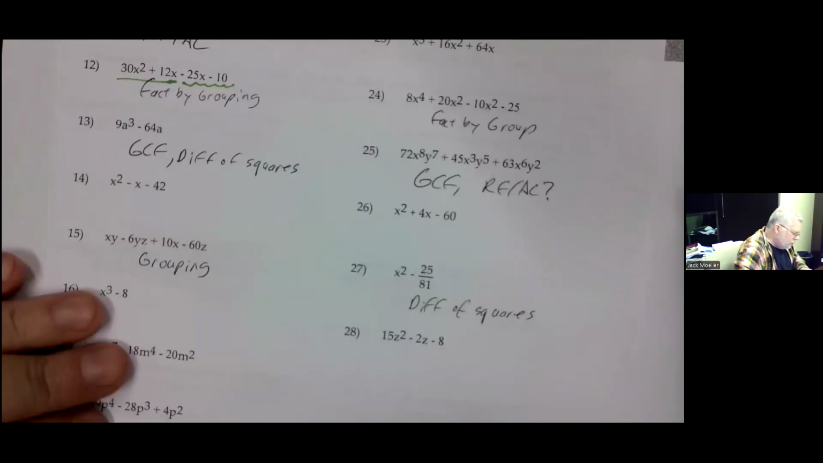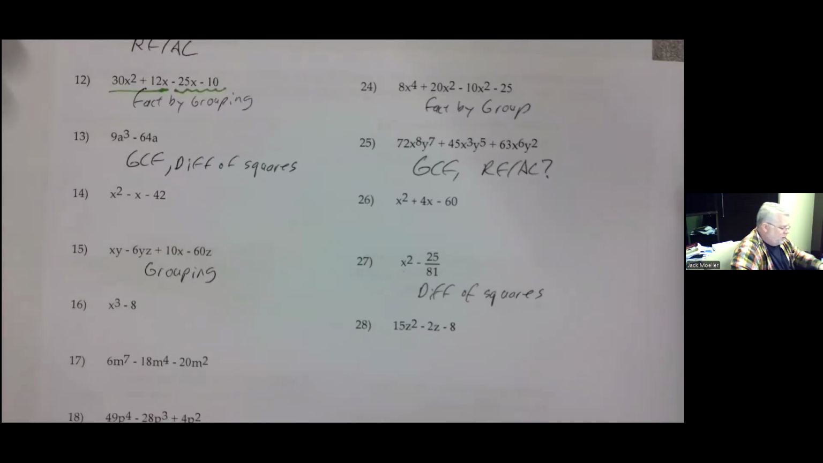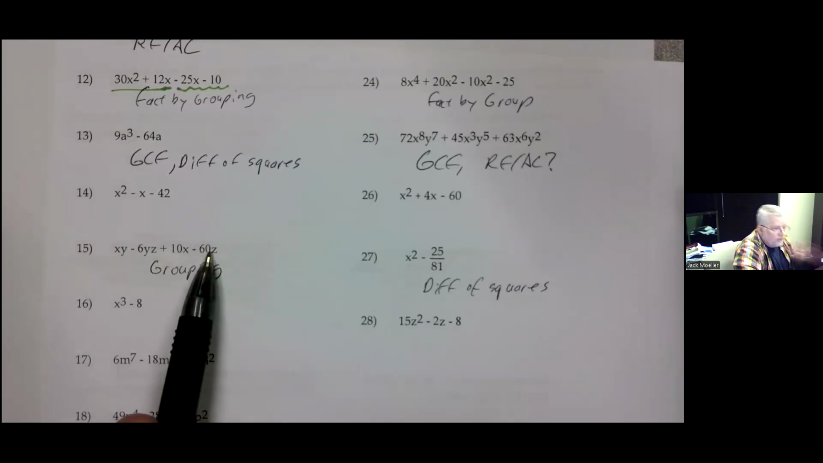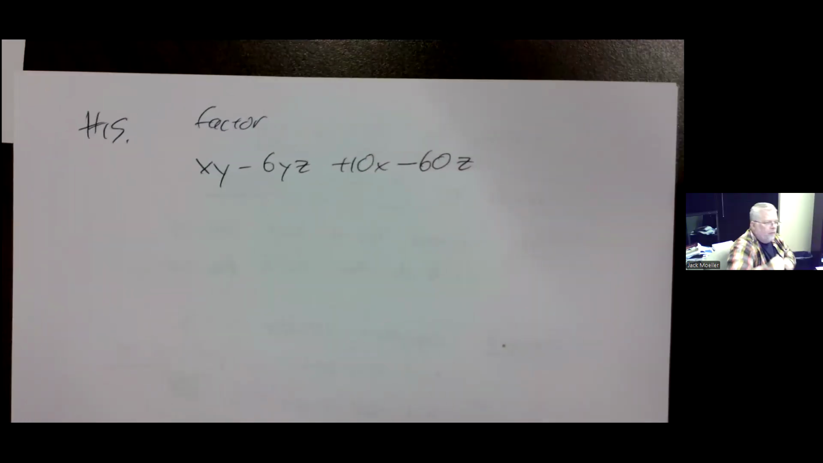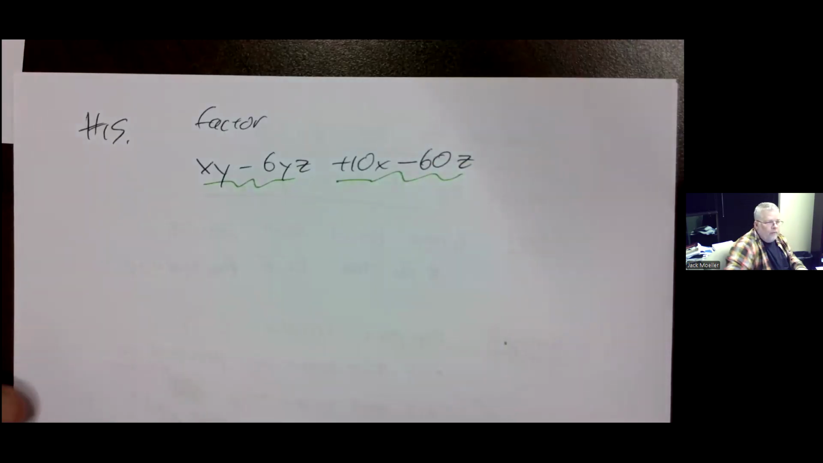So let's do 15. So xy minus 6yz plus 10x minus 60z. That looks messy because it has three different variables, but it's four terms, so it's a factor by grouping problem. We have xy minus 6yz plus 10x minus 60z. All right, so again, first step in factor by grouping is we're going to look at the first pair and the second pair and do a GCF problem for both.